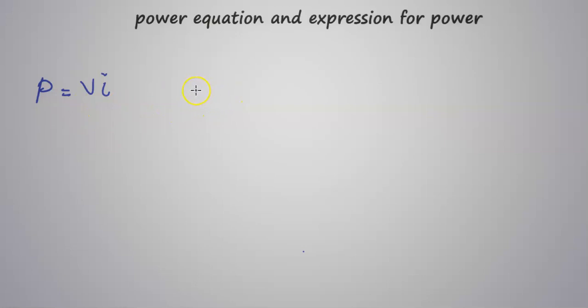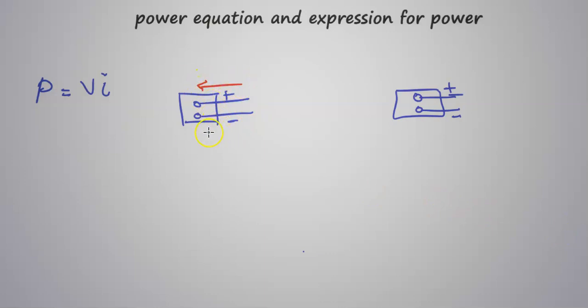Let me draw an element like this, positive, negative, and exactly the same thing for this one, positive and negative. If the current goes into the positive side, we use this equation. And if the current comes out, we use this equation: power equals negative voltage times current.